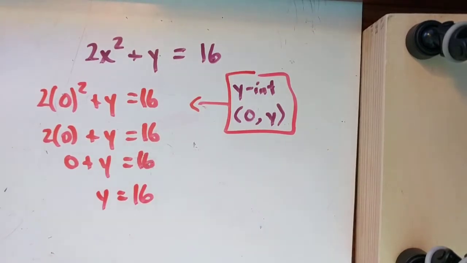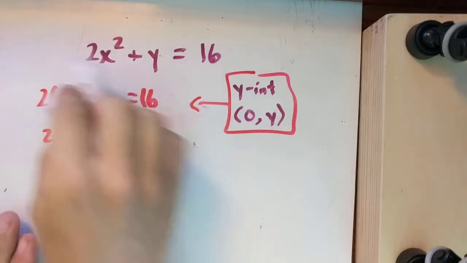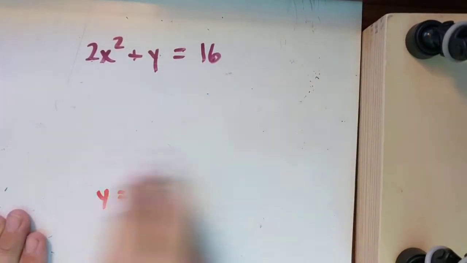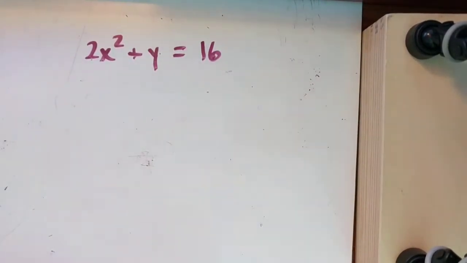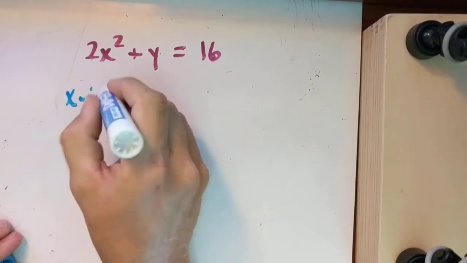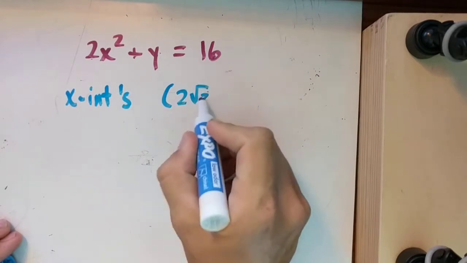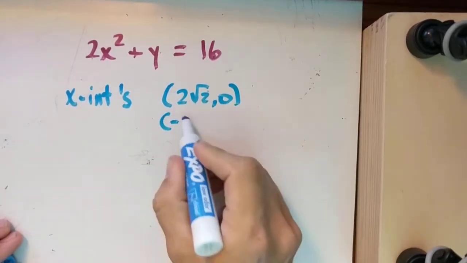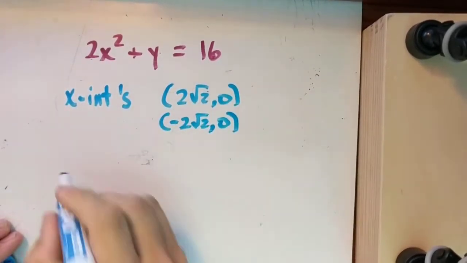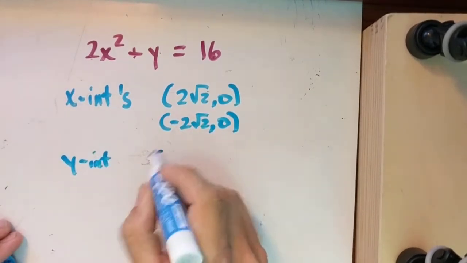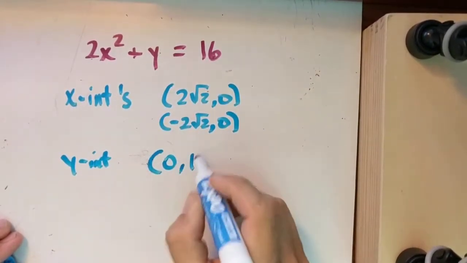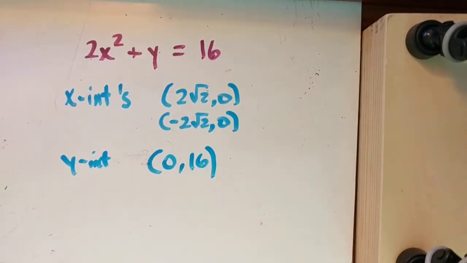Okay, so in summary, from all of the work that we have here, the x-intercepts are (2 square root 2, 0) and (negative 2 square root 2, 0), and the y-intercept is (0, 16). So this gives you a little bit of information about the graph of this equation. If you were to solve this for y, this would be a parabola, that kind of thing.